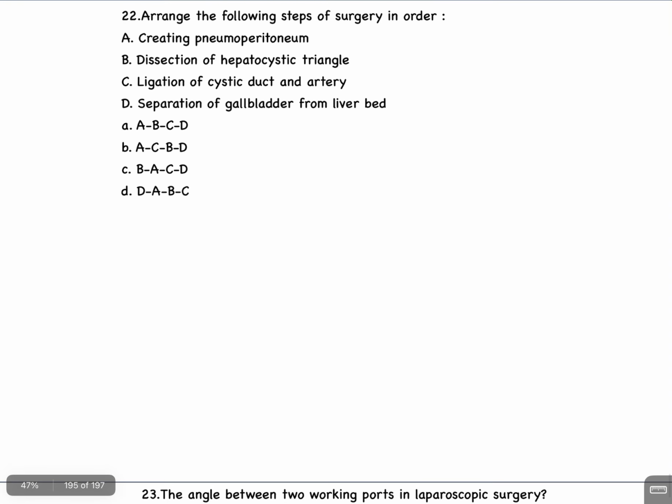Question number 22. Arrange the following steps of surgery in order. A. Creating pneumoperitoneum. B. Dissection of hepatocystic triangle. C. Ligation of cystic duct and artery. D. Separation of gallbladder from liver bed. इसका आंसर है A, B, C और D correct order.